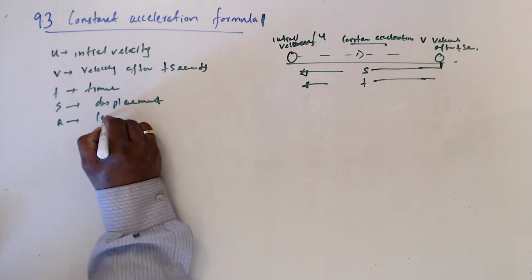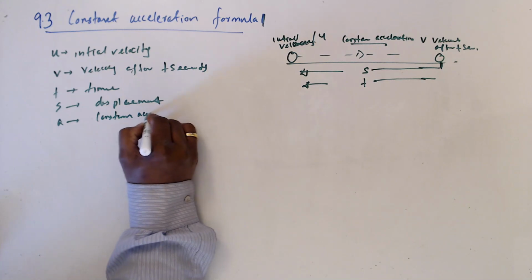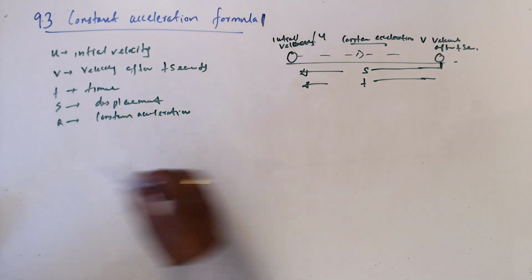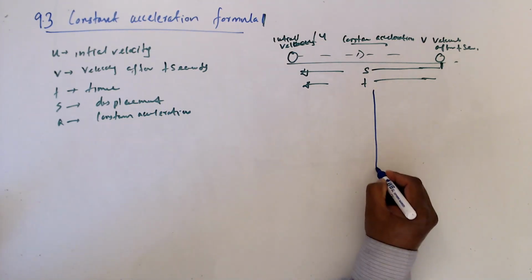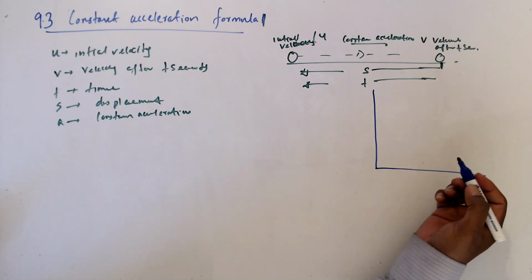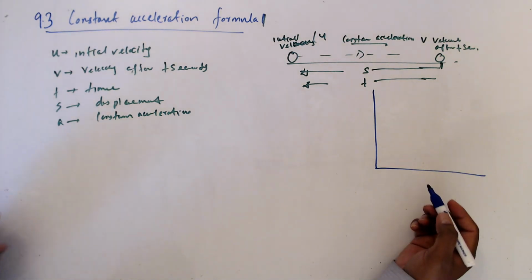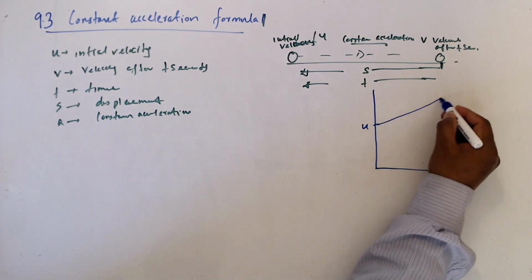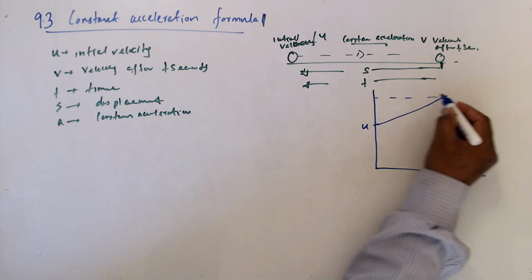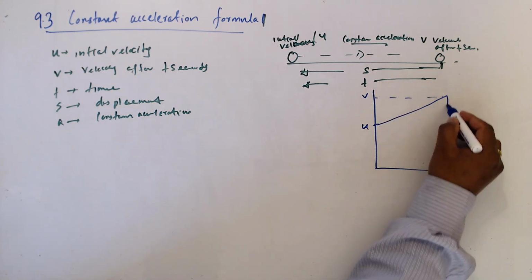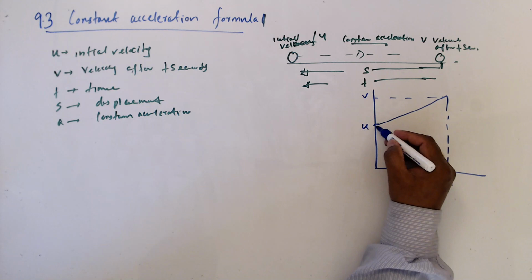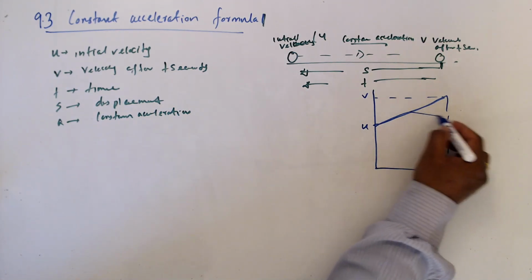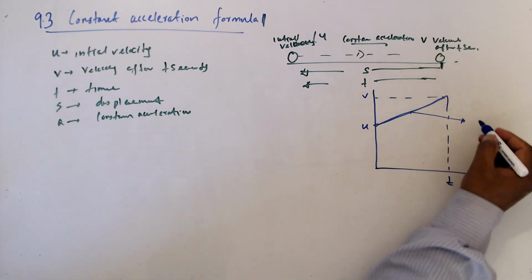a is the constant acceleration. Then I can draw this graph like this. Start velocity is u and go with a, and the finishing velocity, after t seconds, this is the velocity. Now a is the gradient.